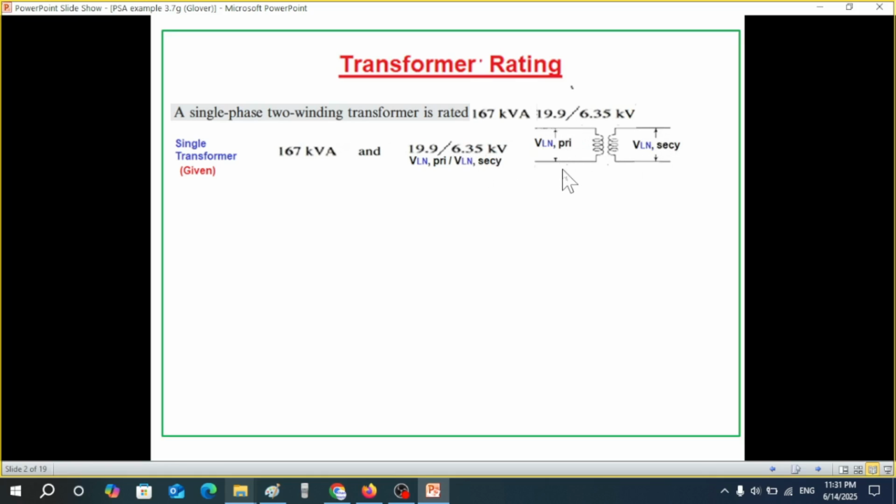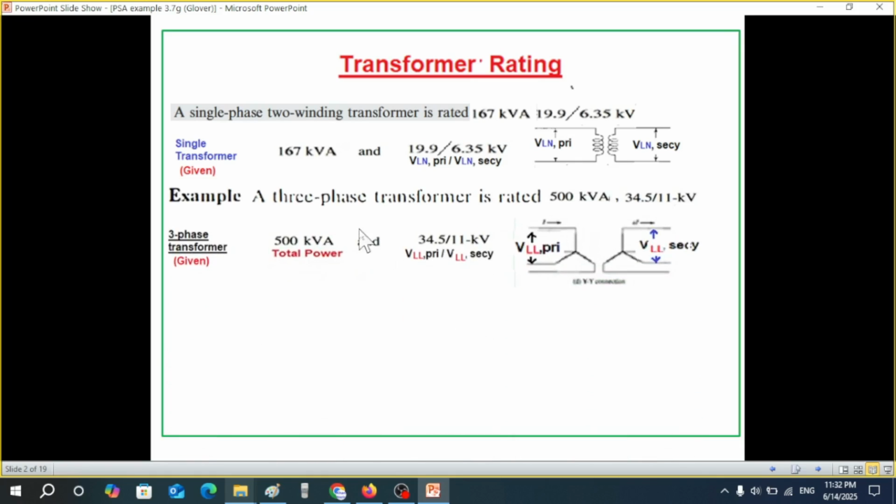Now since it is single phase, this voltage will be line to neutral. This is neutral, this is line. So 19.9 is the line-to-neutral voltage of the primary side. And similarly, this one is line to neutral on the secondary side. So when a single transformer is given, we have to follow this technique.